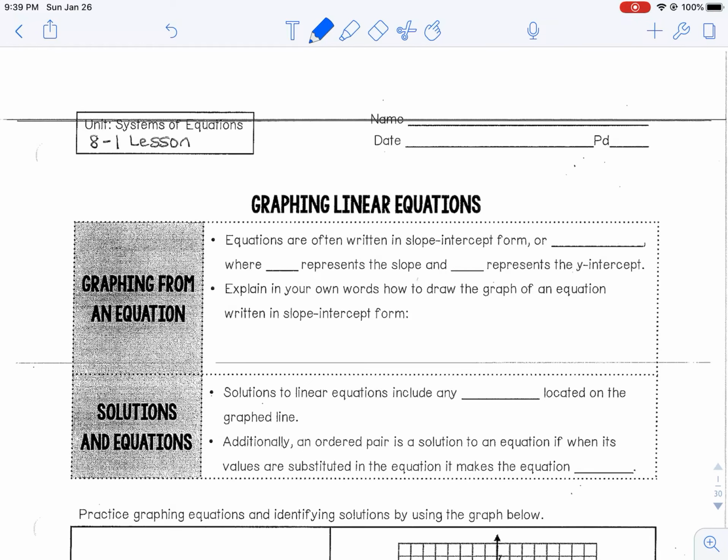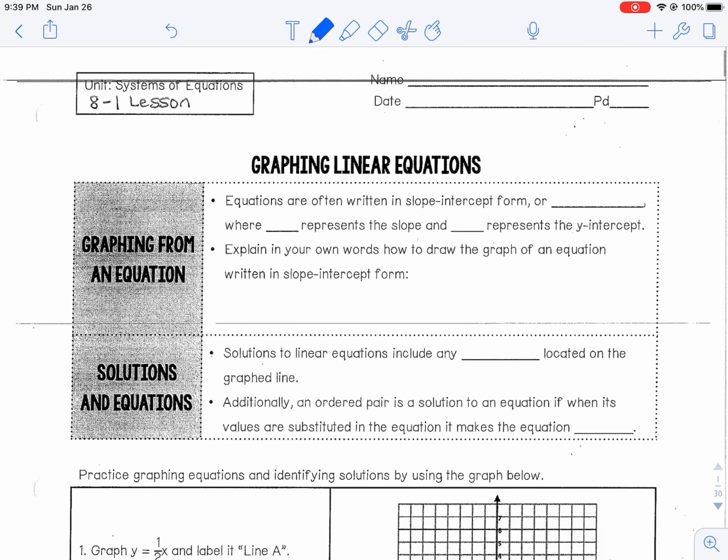Hello guys, we are looking at lesson 8-1, graphing linear equations. Grab a ruler and a pencil, maybe a calculator, and let's go ahead and get going.